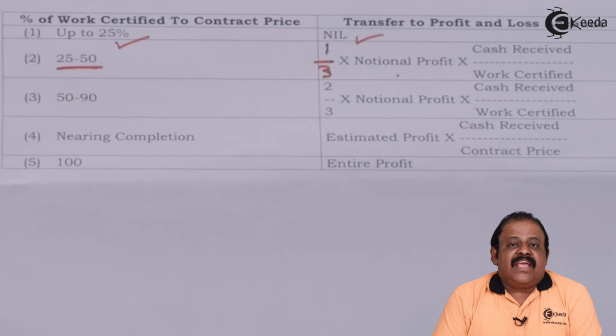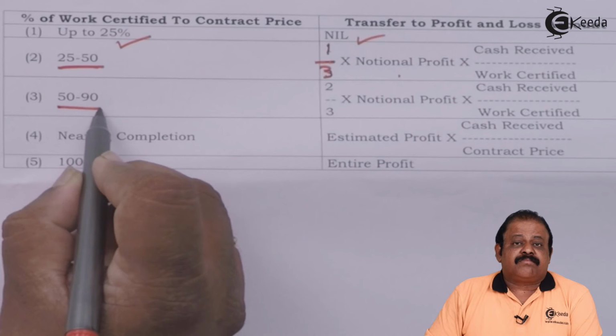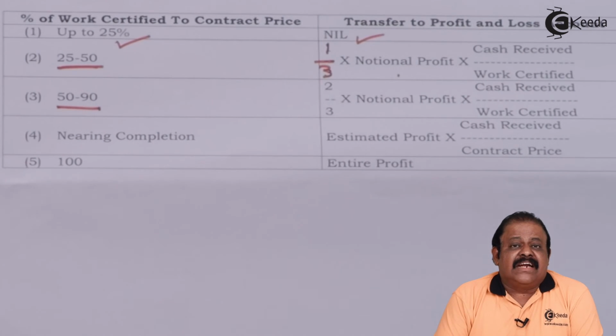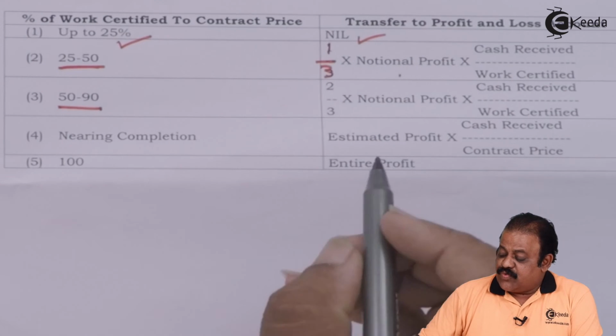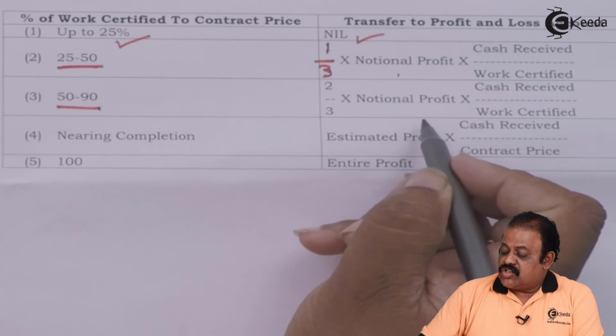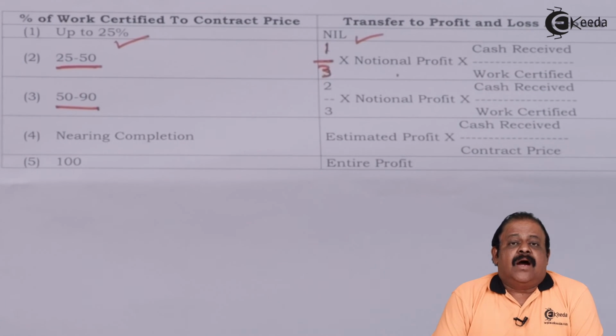If amount of work certified is 50% or more but less than 90%, then we have to use formula 2/3 multiplied by notional profit multiplied by cash received upon work certified. Then we'll be getting the amount of profit which we can transfer to profit and loss account. Balance amount will go to reserve account.